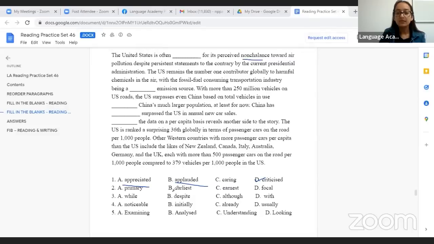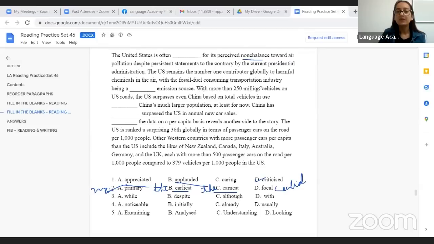Earliest is not possible because the third forms that end with est, they always come with the. So the earnest, the earliest, but we have a there. So a primary means main or major, and focal means central. So as a source, we will say this is the main source, this is a major source, this is the primary source. We won't say this is a central source of pollution, moreover. So this is a major source of pollution, primary emission source.